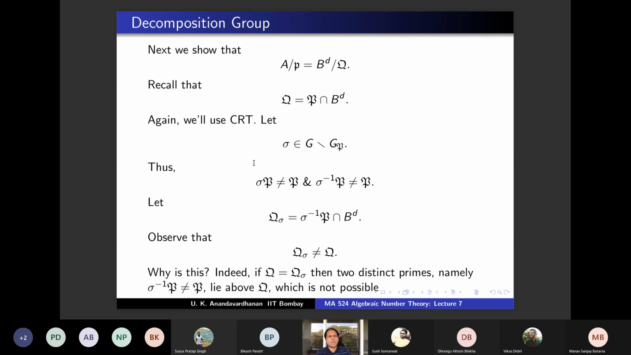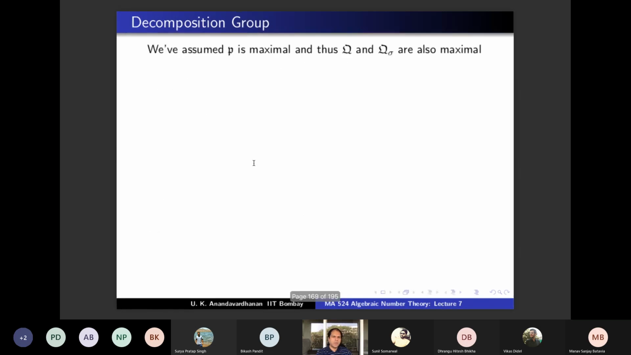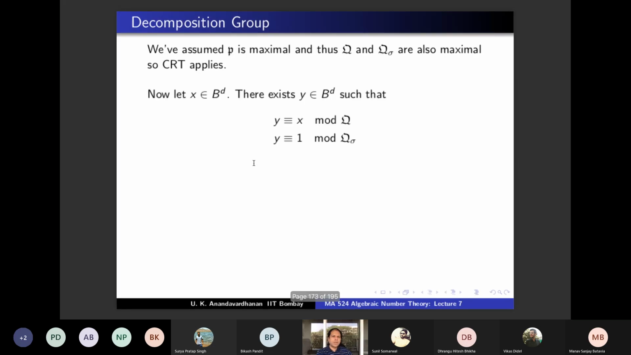And Q sigma, all these are maximal because we are always assuming P is maximal. And therefore you can apply the Chinese remainder theorem. And exactly the same confusion I had earlier might come in the next slide. So we have to fix this also. So let me just see there. I may have to apply this for all sigma.